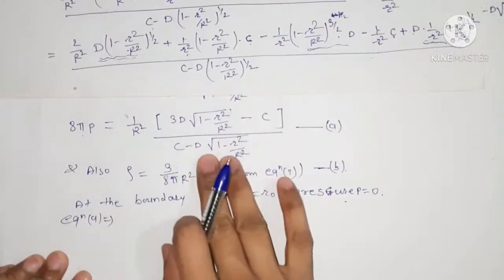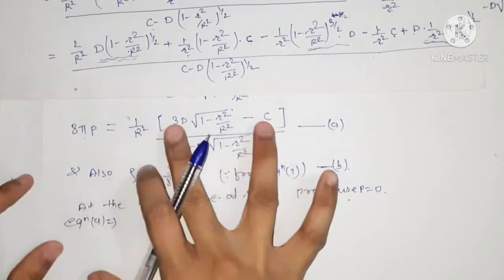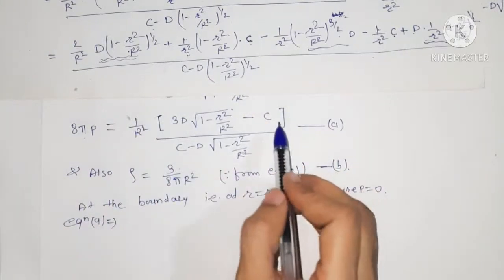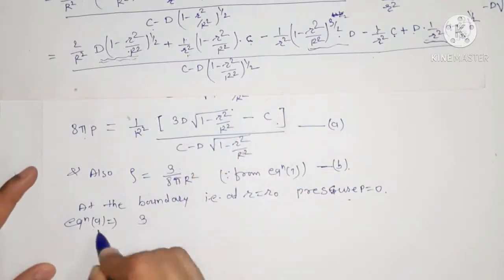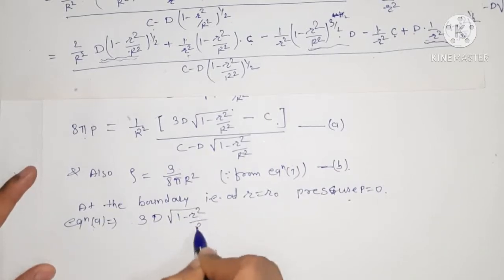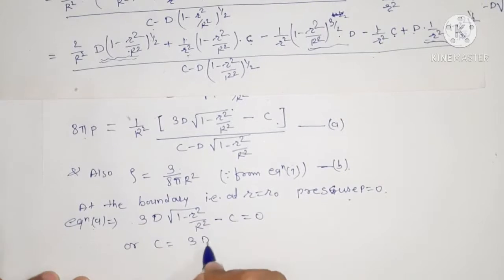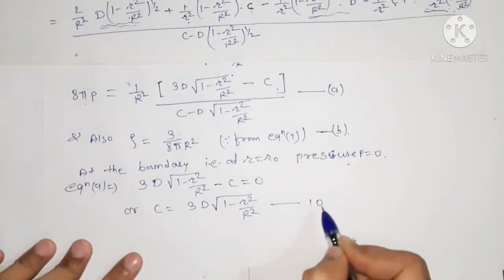But since the denominator is not equal to 0, and 1 upon r square is also not equal to 0, only this bracket term is equal to 0. Therefore equation A implies 3d into the square root of 1 minus r square upon capital R square minus c is equal to 0. Or we can write c equals 3d under root of 1 minus r square upon capital R square. We give this as equation number 10.